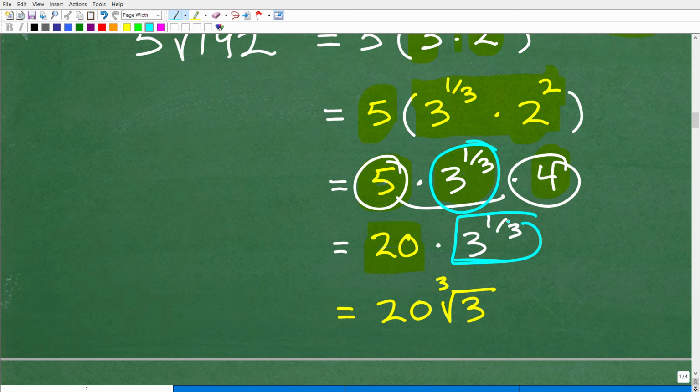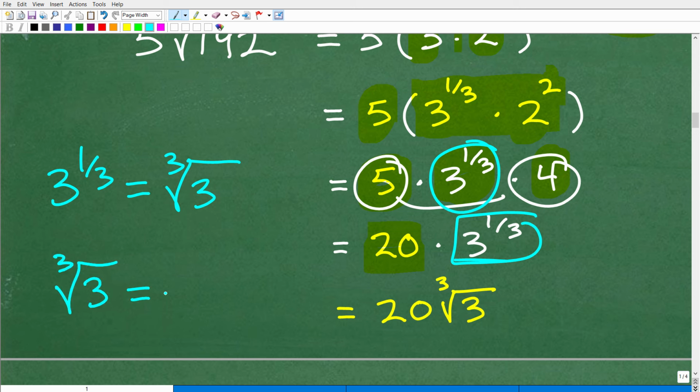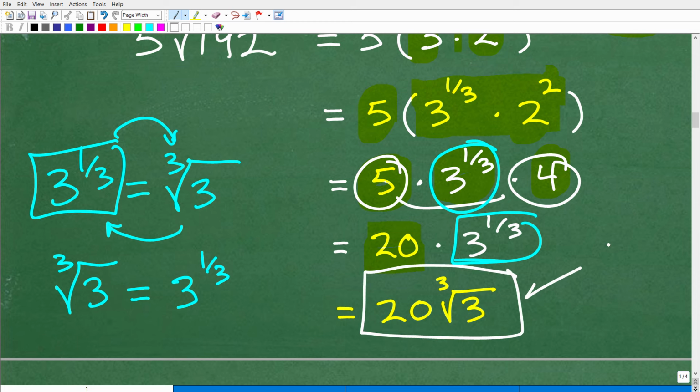So we have to take this 3 to the 1/3 and remember what we learned about radicals. This is the same thing as the cube root of 3. If I had the cube root of 3, I could write that as 3 to the 1/3. Think of it that way: the 3 is going to be the denominator. When you see a fractional exponent like this, a rational exponent, you can write it back in radical form. You need to know how to go from this direction back to this direction. This takes practice, but it's something you absolutely need to know if you're studying any sort of algebra course. So we don't want to leave our answer as 3 to the 1/3. We want to put it back in radical form, and there is our final answer.